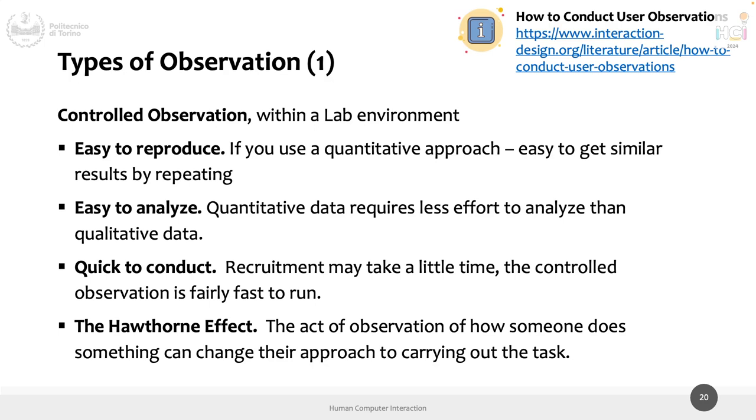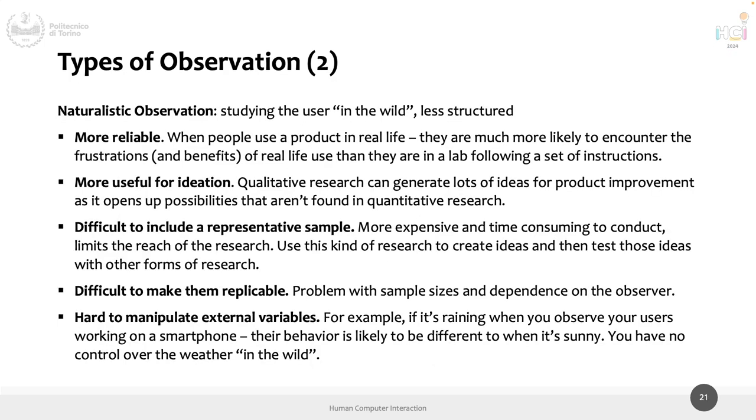So this has a name, and it's the Hawthorne effect specifically. And it's something you have to consider if you observe, and you should try to minimize it. You don't stay on the shoulder of a person, so close. Try to keep some distance, or try to make the person comfortable in the environment. And this is controlled observation, but still you are observing some activities.